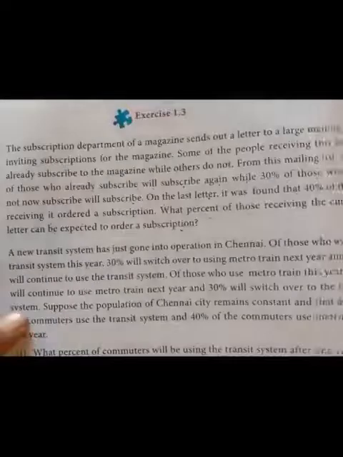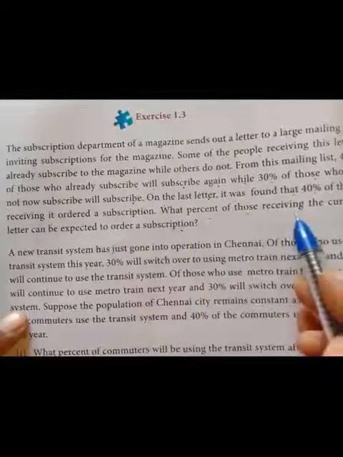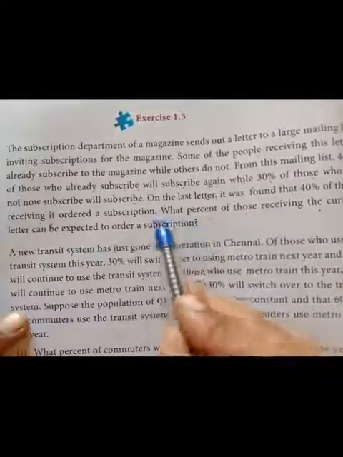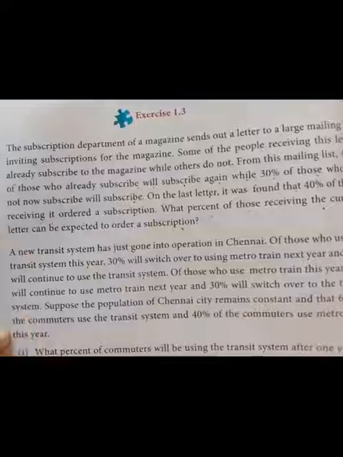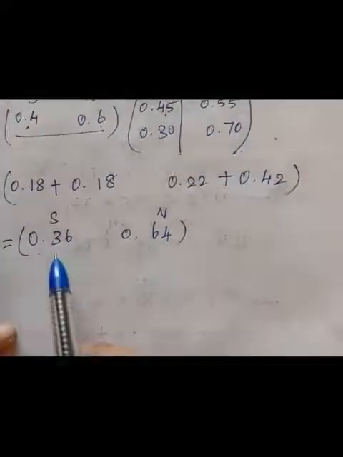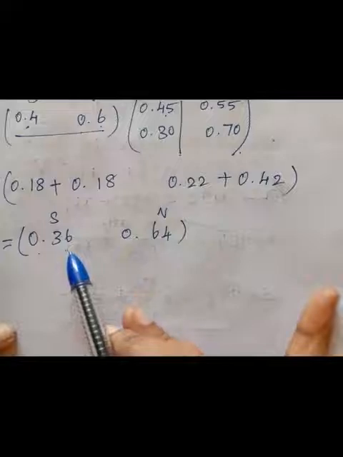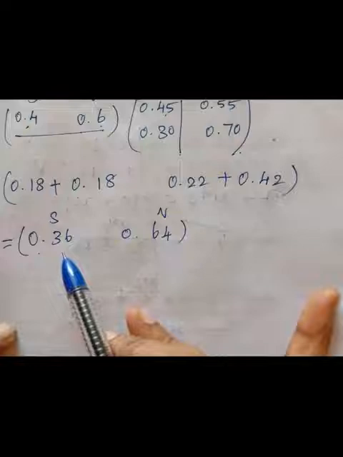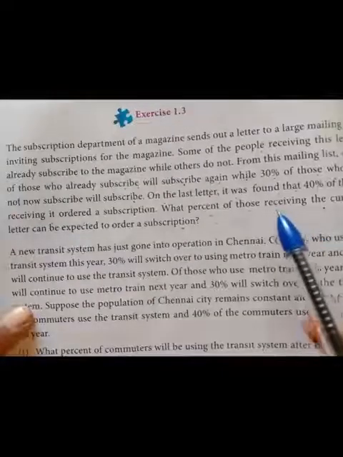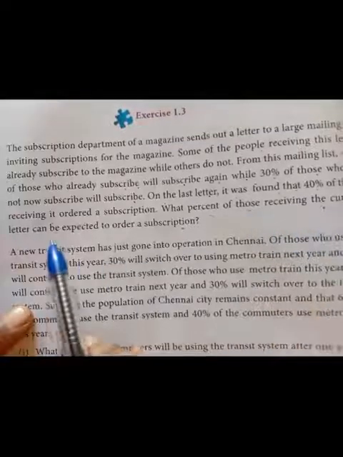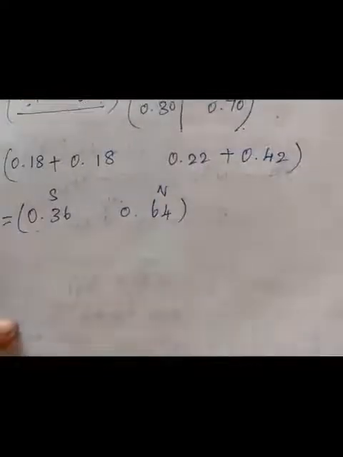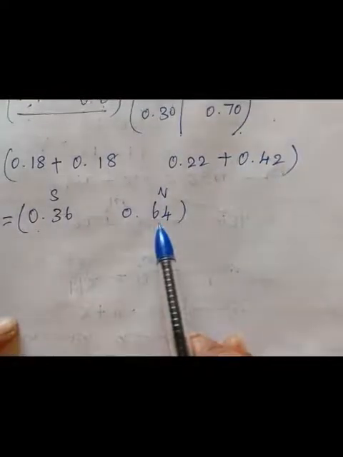The question is, what percentage of those receiving the current letter can be expected to order the subscription? They are asking for the subscription percentage, and the subscription is 0.36, so you write it as 36%. That is the answer. The people receiving the current letter can be expected to order the subscription equal to 36%. Suppose they ask for the non-subscriber, then you write that answer.